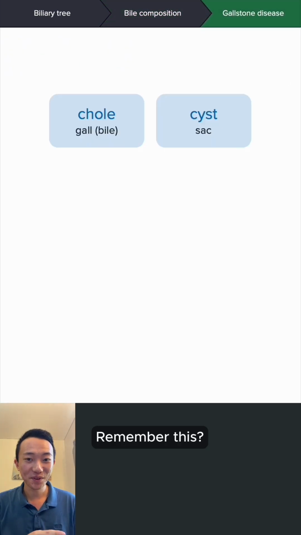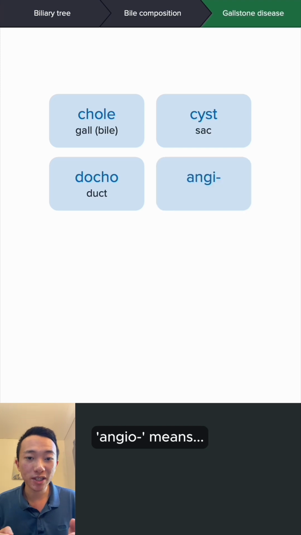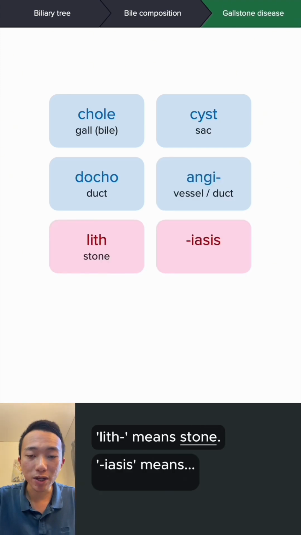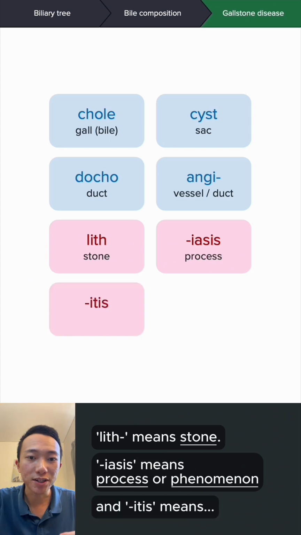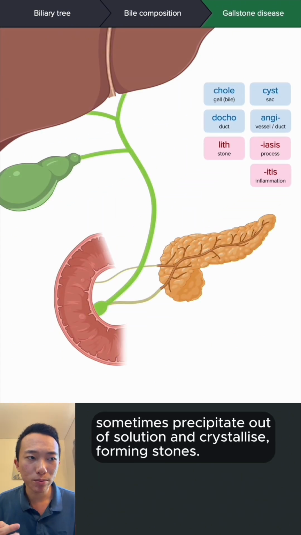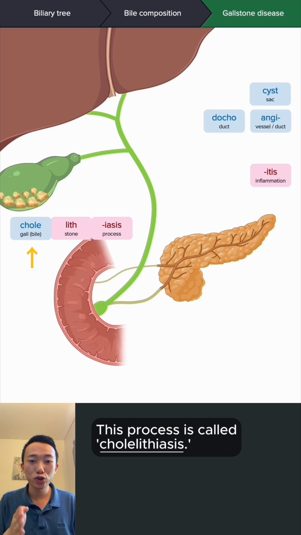Remember this? We're adding a few more. Doco means duct. Angio means vessel or duct, they're pretty much the same. Lith means stone, iasis means process or phenomenon, and itis means inflammation. Now, bile salts in the gallbladder sometimes precipitate out of solution and crystallize, forming stones. This process is called cholelithiasis, gallstone phenomenon.